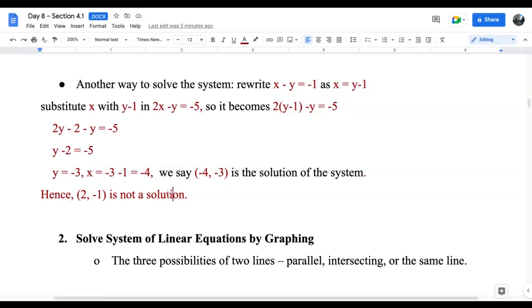Okay. Then also, because there's only one solution, we can know that any other points are not a solution. Any questions?